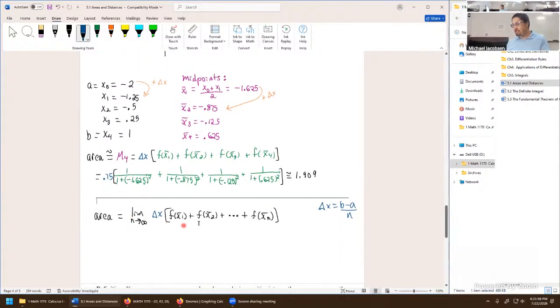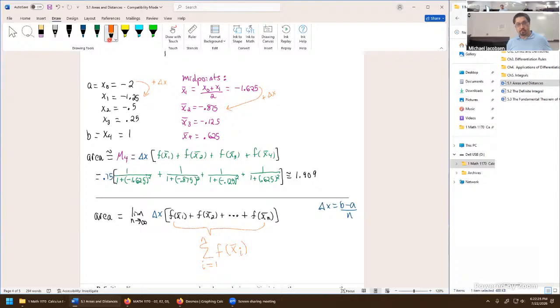Only trouble with writing this down is that it's tedious to write f at x bar 1 plus f at x bar 2 and so on. But there's a big shorthand for that. The shorthand would be this. That whole thing could be rewritten as summation i goes from 1 to n of f at x bar i.